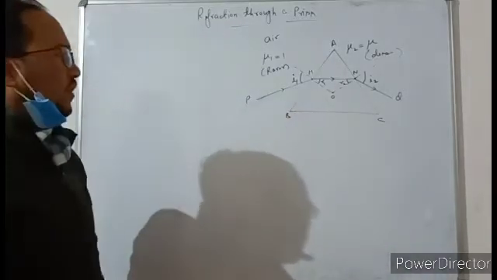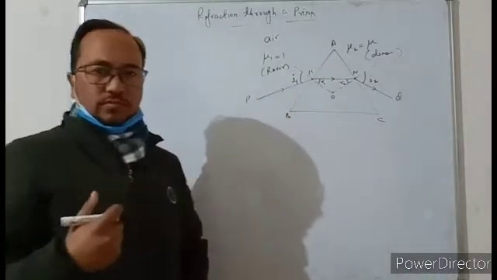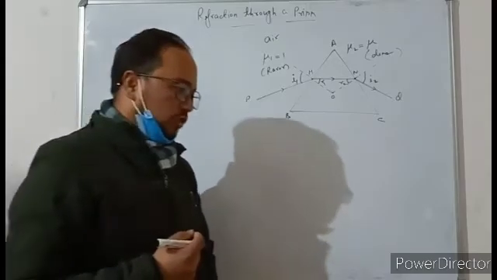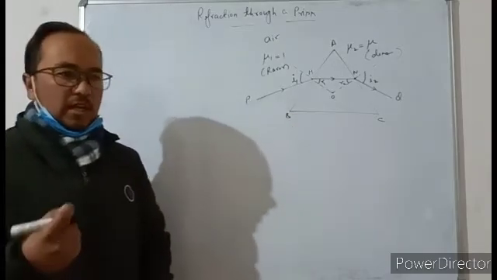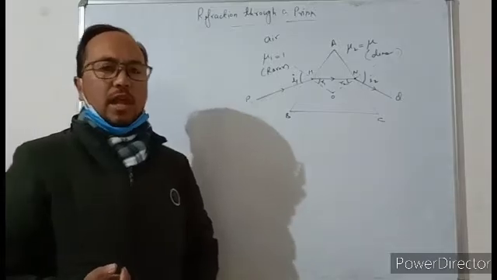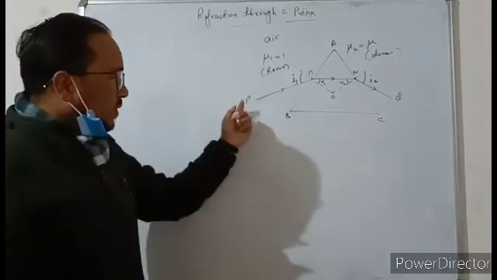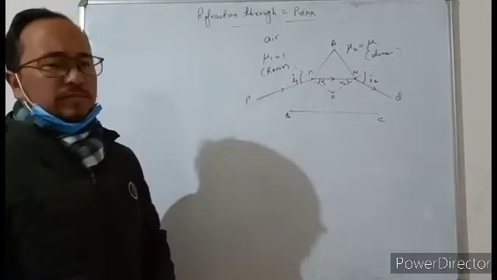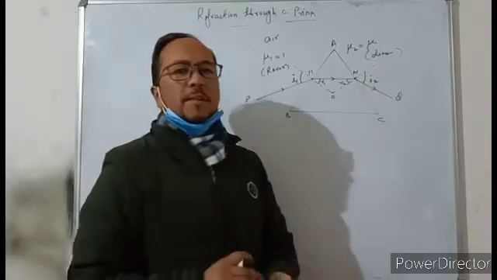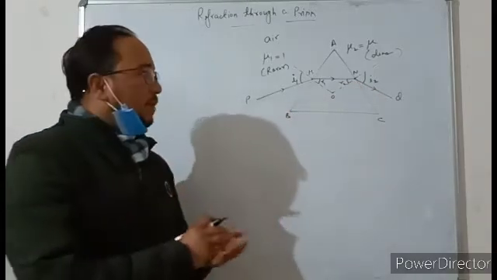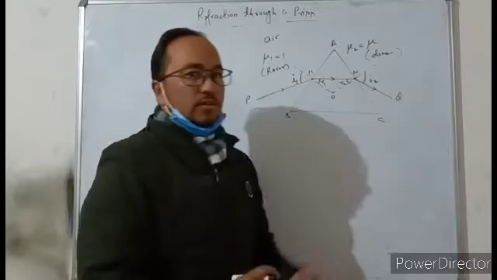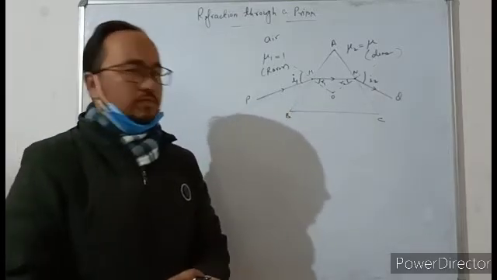Now suppose students, we have to find the angle of deviation. What is angle of deviation? Angle of deviation means the angle between incident ray and emergent ray. So PM is the incident ray and NQ is the emergent ray. We have to find the angle between incident ray and emergent ray. This angle is called angle of deviation.